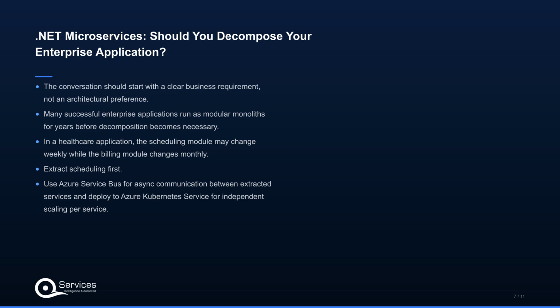requirements. In a healthcare application, the scheduling module may change weekly while the billing module changes monthly. Extract scheduling first. Use Azure Service Bus for async communication between extracted services and deploy to Azure Kubernetes Service for independent scaling per service. Avoid synchronous REST calls between microservices where possible. Those patterns recreate distributed monolith problems and eliminate most of the benefits of decomposition.